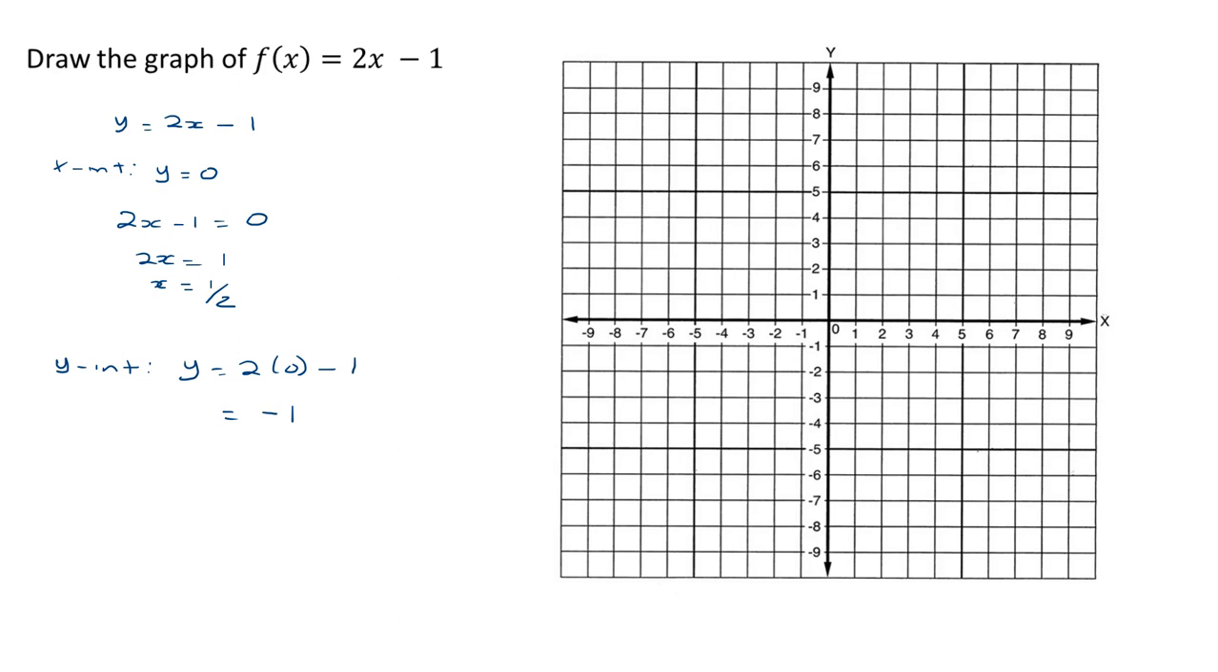So what we're going to do now is look for these points on the graph. So x equal to 1/2, let's put that right about here. And then y equal to -1, so that is right about here. So now we're going to draw a line that joins those 2 points together. So that is the graph of y equal to 2x minus 1.